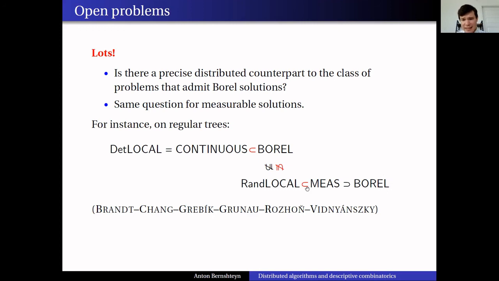On the other hand, all of this is for trees. This is a specific class of graphs, right? And for different classes of graphs, even some of these distinctions are open. For instance, if we're working on square grids, or graphs where every connected component is a square grid, it's Z to the D graphs in the terminology introduced a few slides earlier. We don't even know if we can distinguish Borel and measurable solutions, for example. So it's not known whether there are LCL problems that admit measurable solutions but not Borel solutions on grids. So this is another open question.